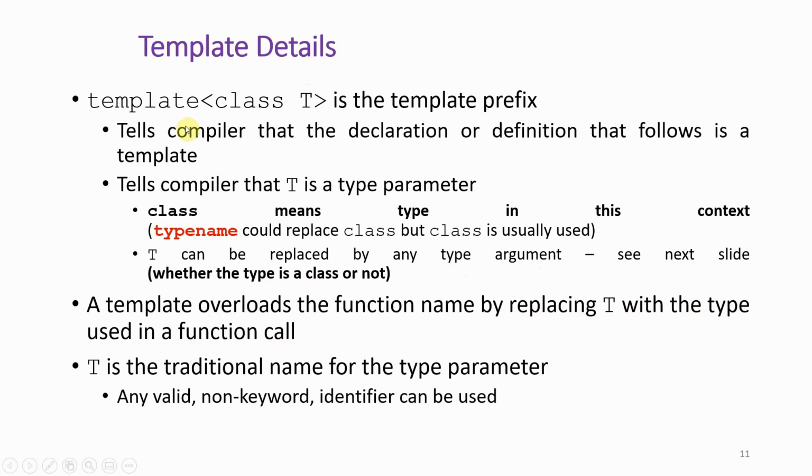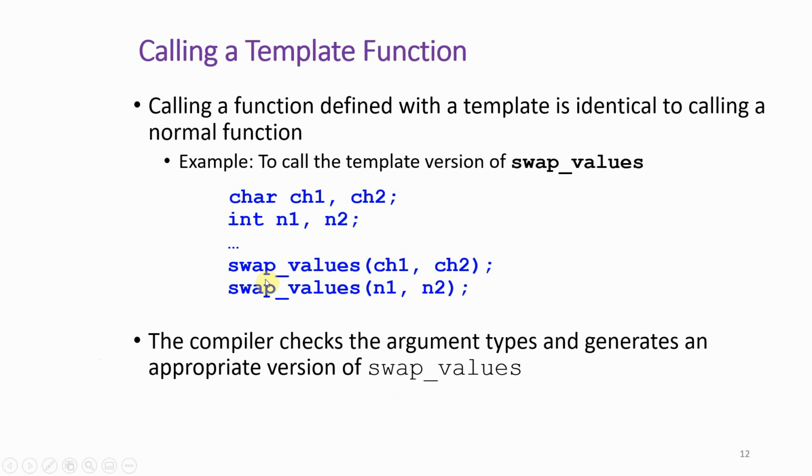So when you call the function, this is like talking about the template functions. When you call the function, you just have to specify what the t is. T is the traditional name for the type parameter. Any valid non-keyword identifier can be used. So as I mentioned, any string that can be a valid variable name can also be used as the type parameter.